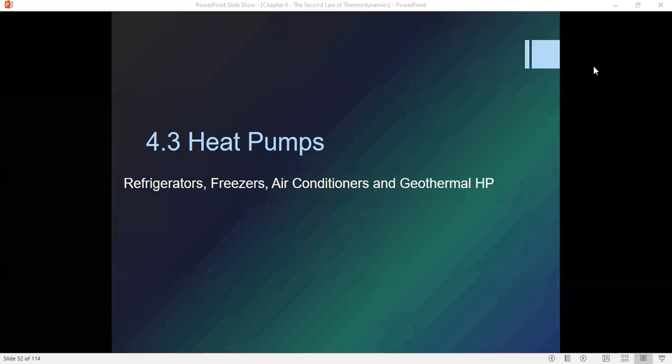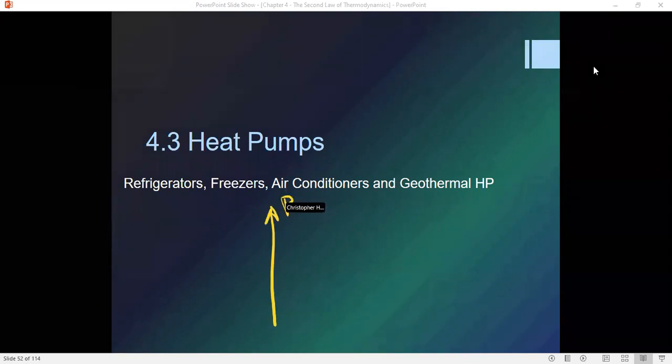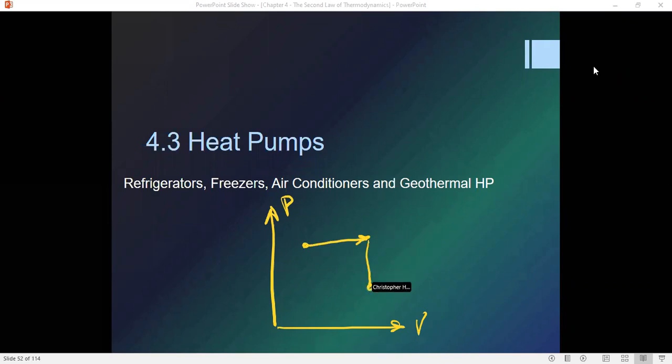Okay, we're going to look at heat pumps, and heat pumps can be thought of as sort of the reverse of a heat engine. Now, if we look at a heat engine and we graph the pressure as a function of the volume, we know to get work out that we want to expand the gas at a high temperature and compress the gas at a low temperature.